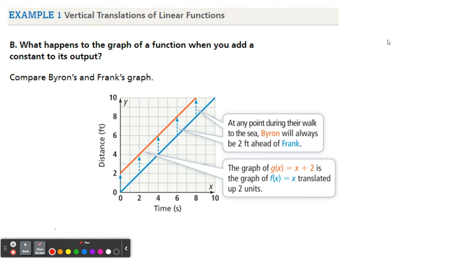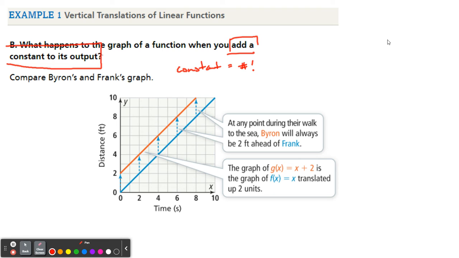All right, so here we go. I got ahead of myself. Okay, so what happens to the graph of a function when you add a constant to its output? This is the idea. What happens when you take something and add a constant to its output? Now we've got to remember a constant is just a number, okay? So the two equations from our last problem are right here. g of x equals x plus 2, and f of x equals x.